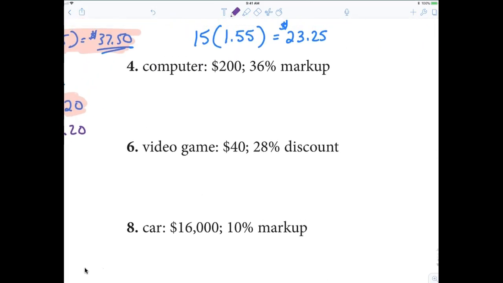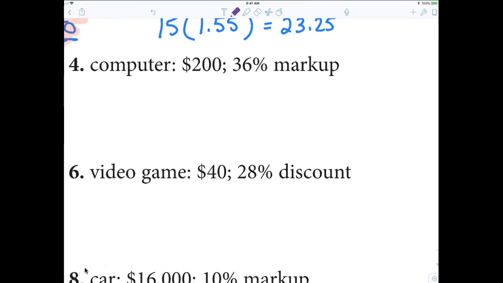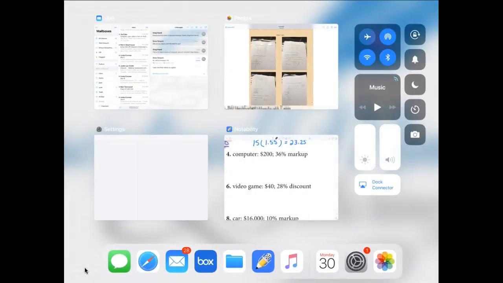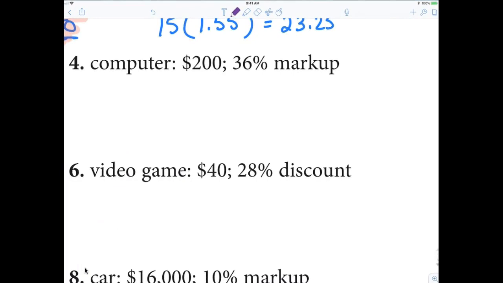So here we go. I go in and I'm buying a computer for $200 and going to sell it to someone else. I'm going to mark it up 36%. So Caroline, how would I do this? Okay, she's going to want to do 200 times 0.36.